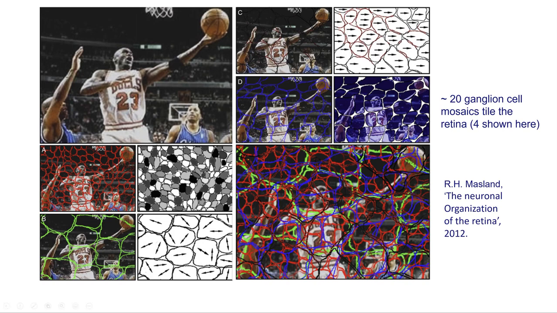So if we take the image as the input image here, the first mosaic, and this is just, let's say, a midget ganglion cell, is tiling the retina like this. Another one, type B, is like this. Another one, type C, is like here, and type D, and we have several dozens of those. And we don't know yet what is happening here, but there's one very specific message.